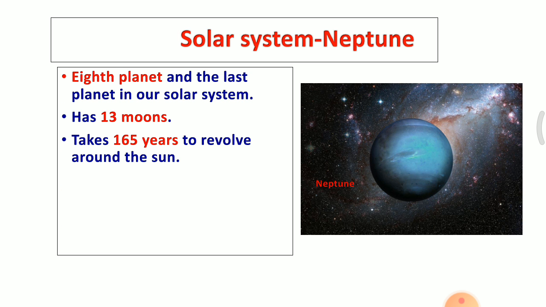Dear students, I hope you understood how many planets are in the solar system. There are 8 planets in the solar system: Mercury, Venus, Earth, Mars, Jupiter, Saturn, Uranus, and Neptune.